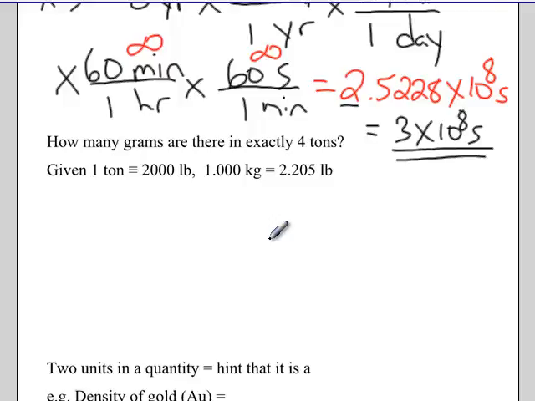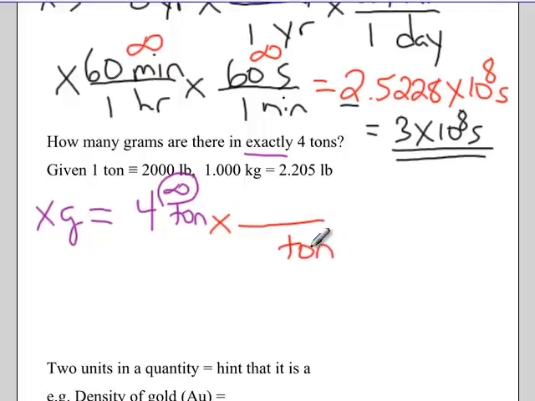We're going to use exactly the same technique. The unknown, how many grams? The known, exactly 4 tons. And that word exact tells you you have an infinite number of sig figs. So tons can be turned into pounds using this conversion. And in this problem, I'm going to show you something that helps some students: don't worry about any of the numbers. Just first focus on the units to see if you can come up with grams in this case.